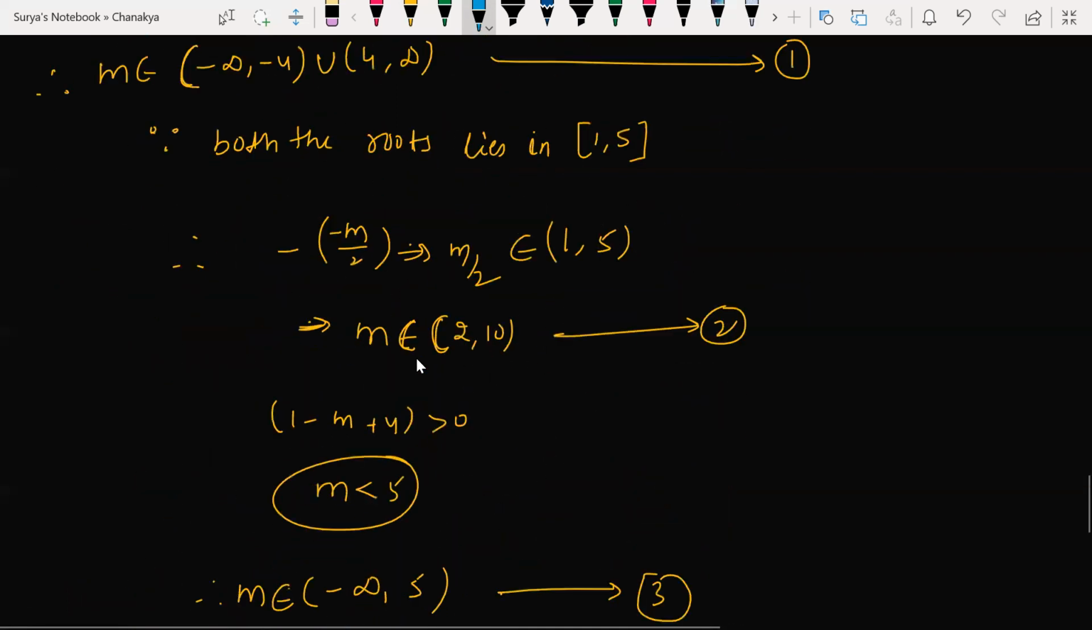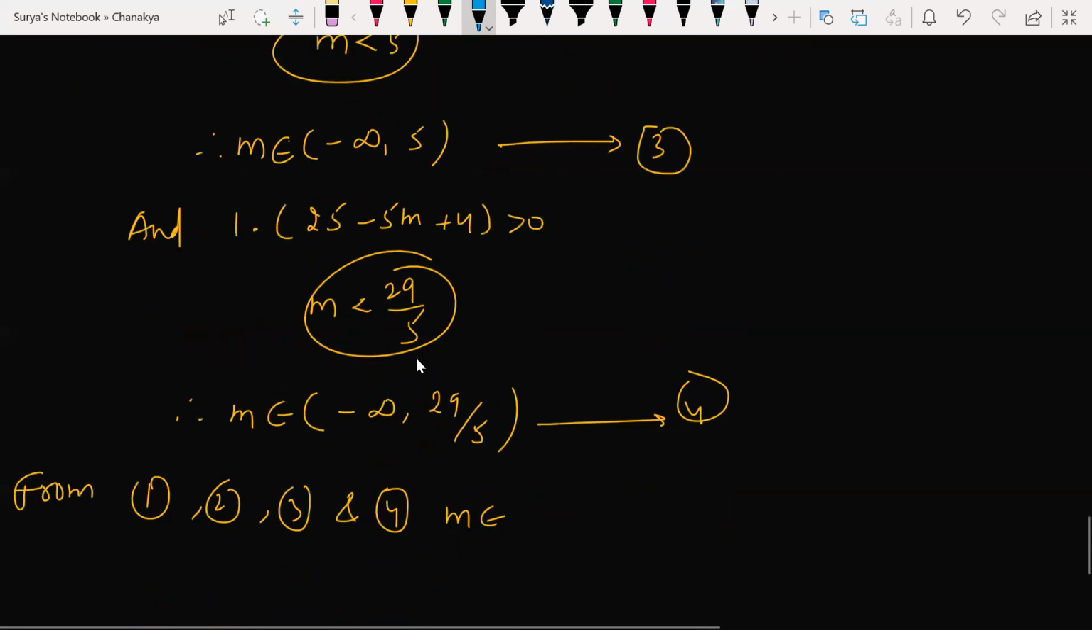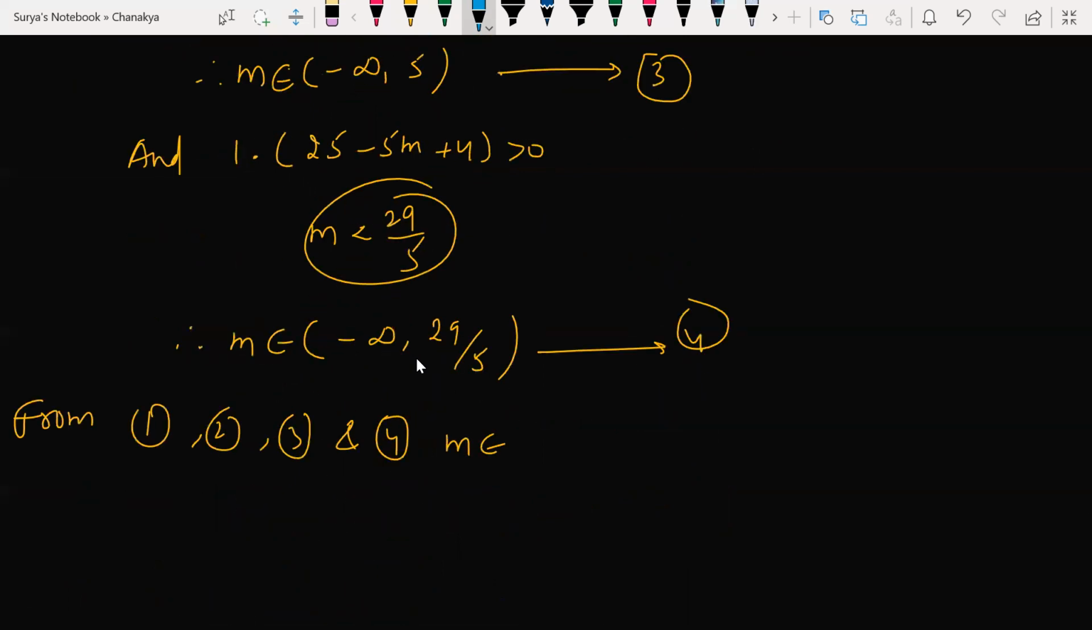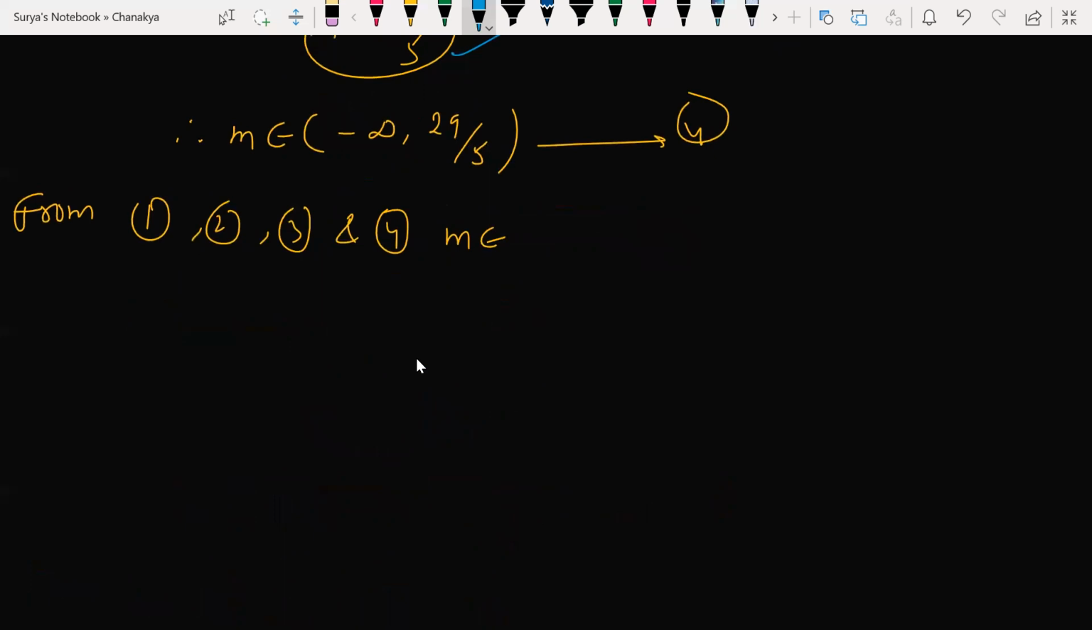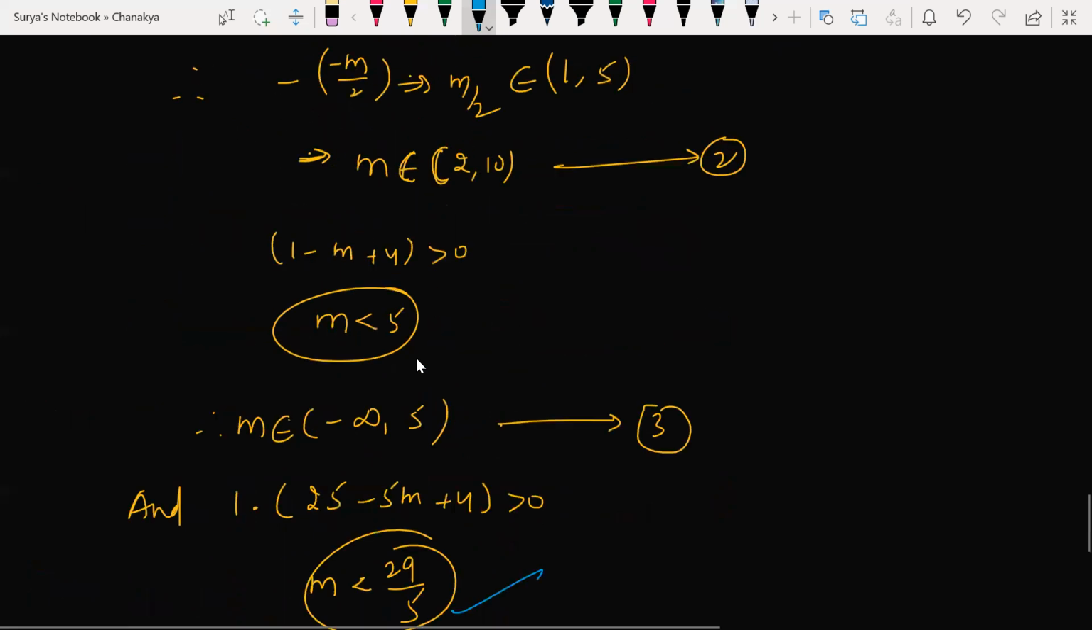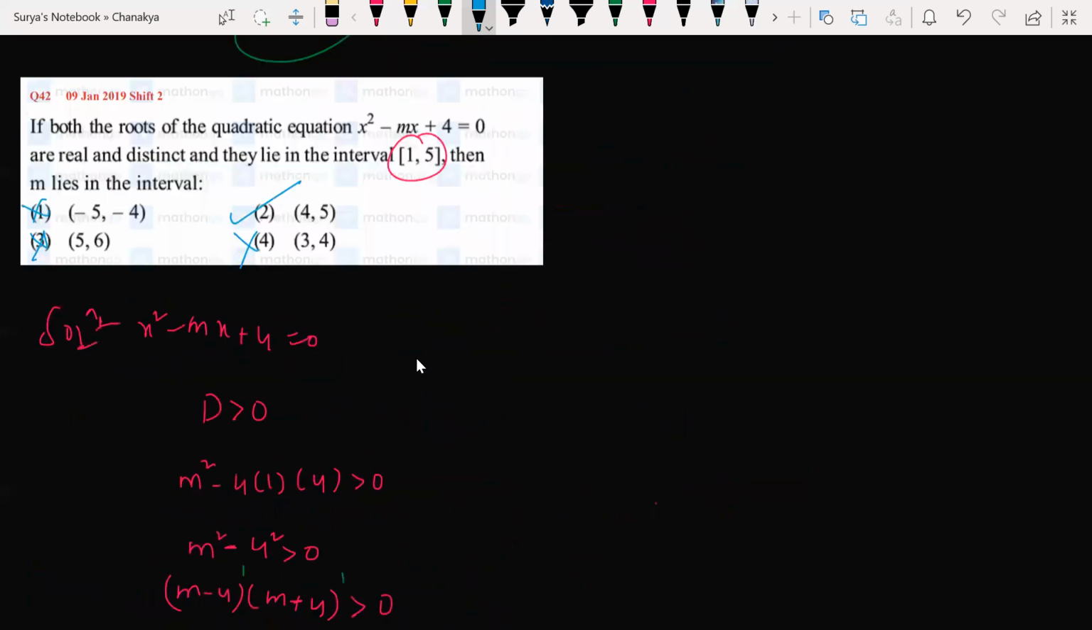Yes, 4 to 5. M is less than this one. So 4 to 5, M lies between 4 to 5. Yes, guys, I think option B is correct. Yes, 4 to 5 is the right answer.